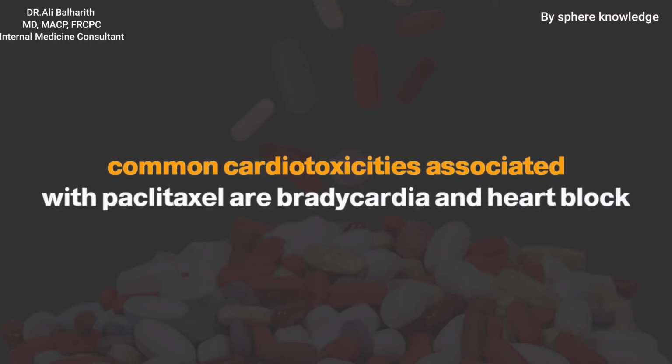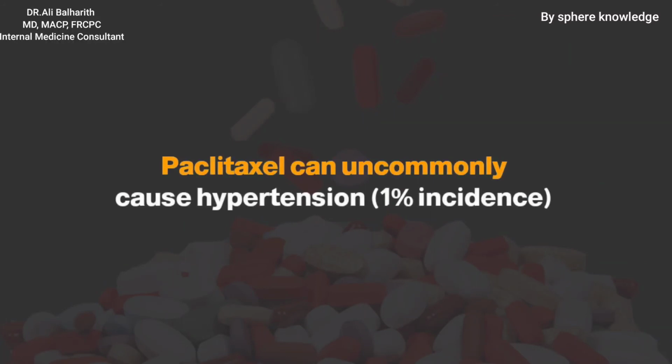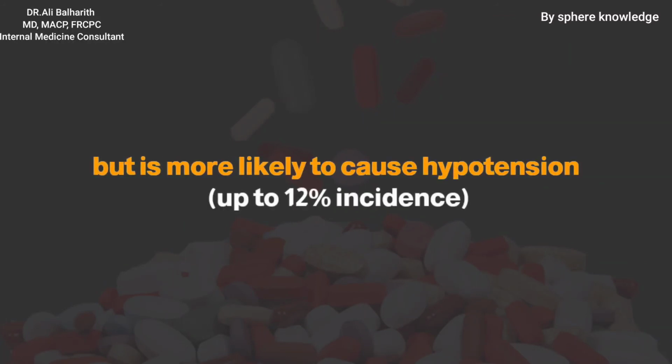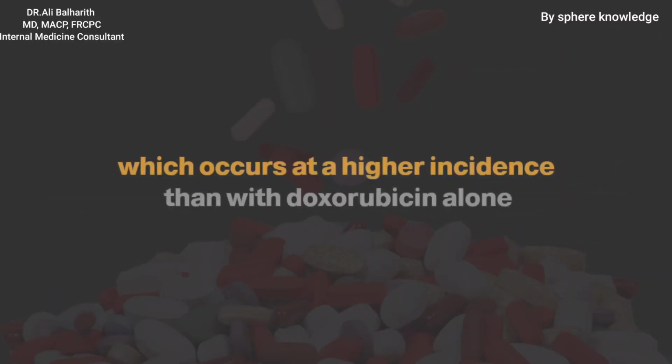Common cardiotoxicities associated with paclitaxel are bradycardia and heart block. Most of these events are asymptomatic, and routine cardiac monitoring is not advocated. Paclitaxel can uncommonly cause hypertension, 1% incidence, but is more likely to cause hypotension, up to 12% incidence. When used in combination with doxorubicin, paclitaxel is associated with cardiomyopathy, which occurs at a higher incidence than with doxorubicin alone.